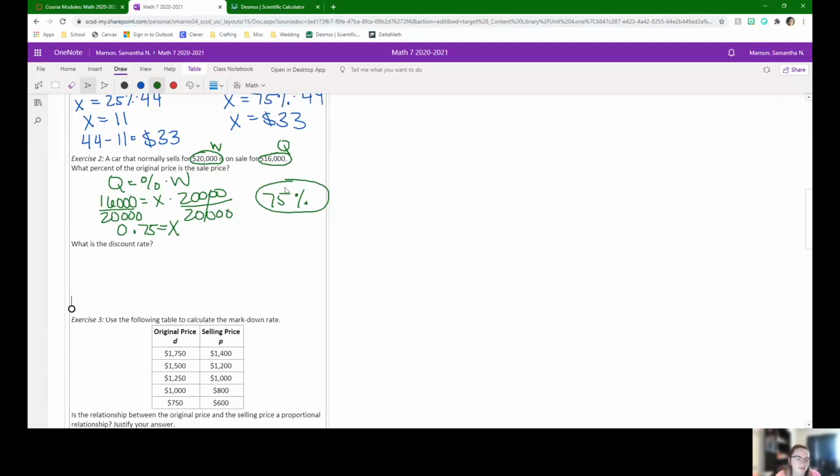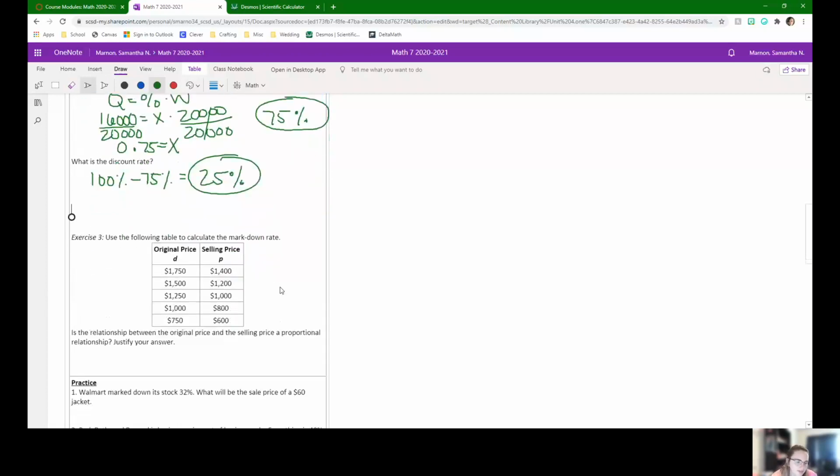Now it's saying, what is the discount rate? So if we know that the sale price is 75% of the original price, which is 100%, we know that how much they took off from 100% is 25. So what we're saying is we're starting with 100%. How much if we take away that 75%? 25% is what they ended up taking away from the original price.